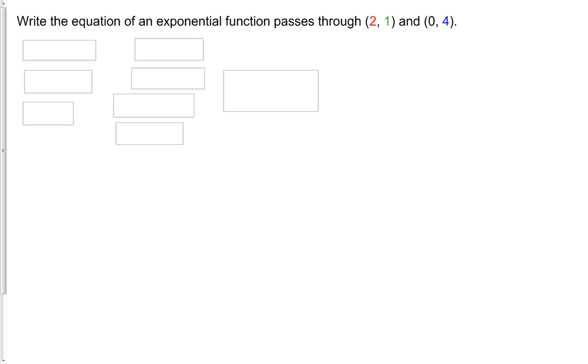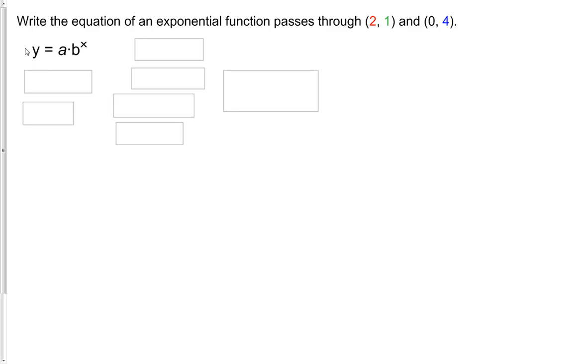In these problems, we need to write the equation of an exponential function that passes through 2 points that were given. You'll notice that one of these points is an intercept. It's the y-intercept, 0, 4. So we're going to start with that point and plug it into a generic equation of an exponential function.